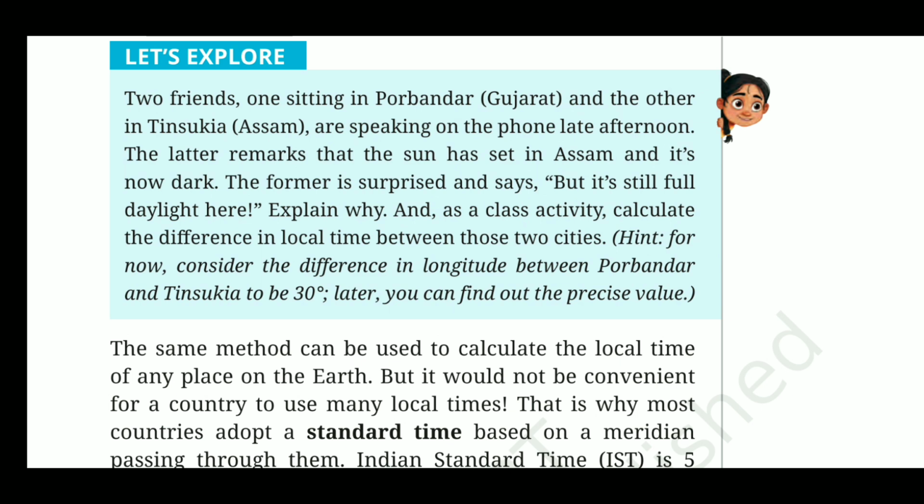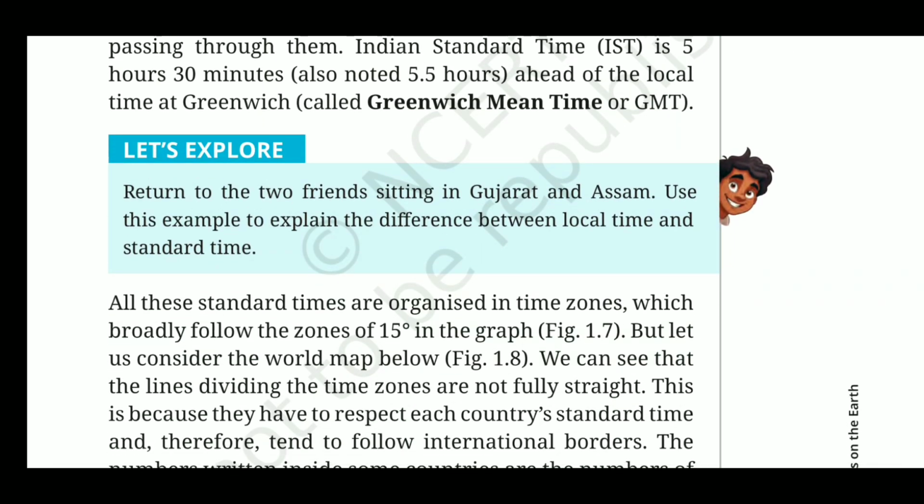The same method can be used to calculate the local time of any place on the earth. But it would not be convenient for a country to use many local times. That is why most countries adopt a standard time based on a meridian passing through them. Indian Standard Time (IST) is 5 hours 30 minutes, also noted 5.5 hours, ahead of the local time at Greenwich, called Greenwich Mean Time or GMT. Let's return to the two friends sitting in Gujarat and Assam. Use this example to explain the difference between local time and standard time.